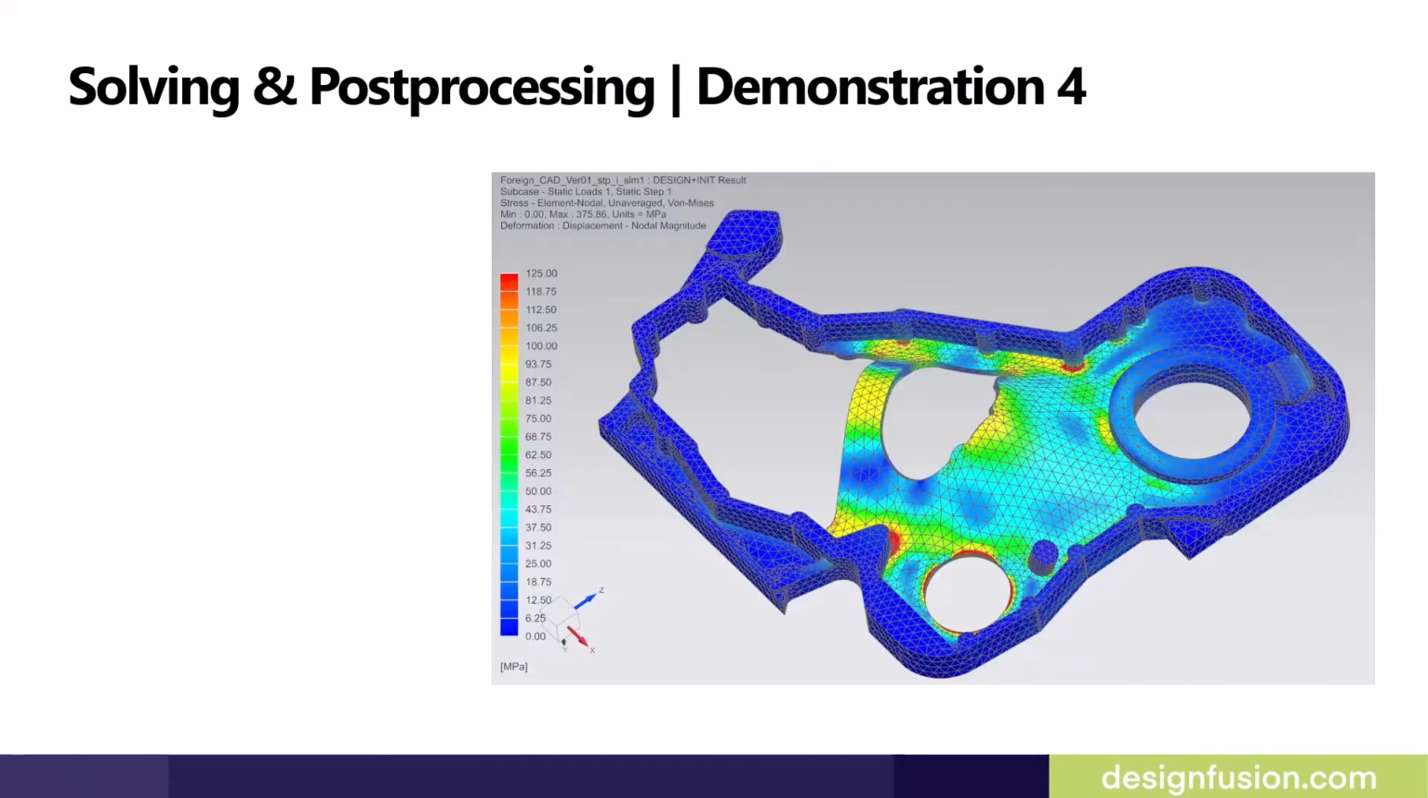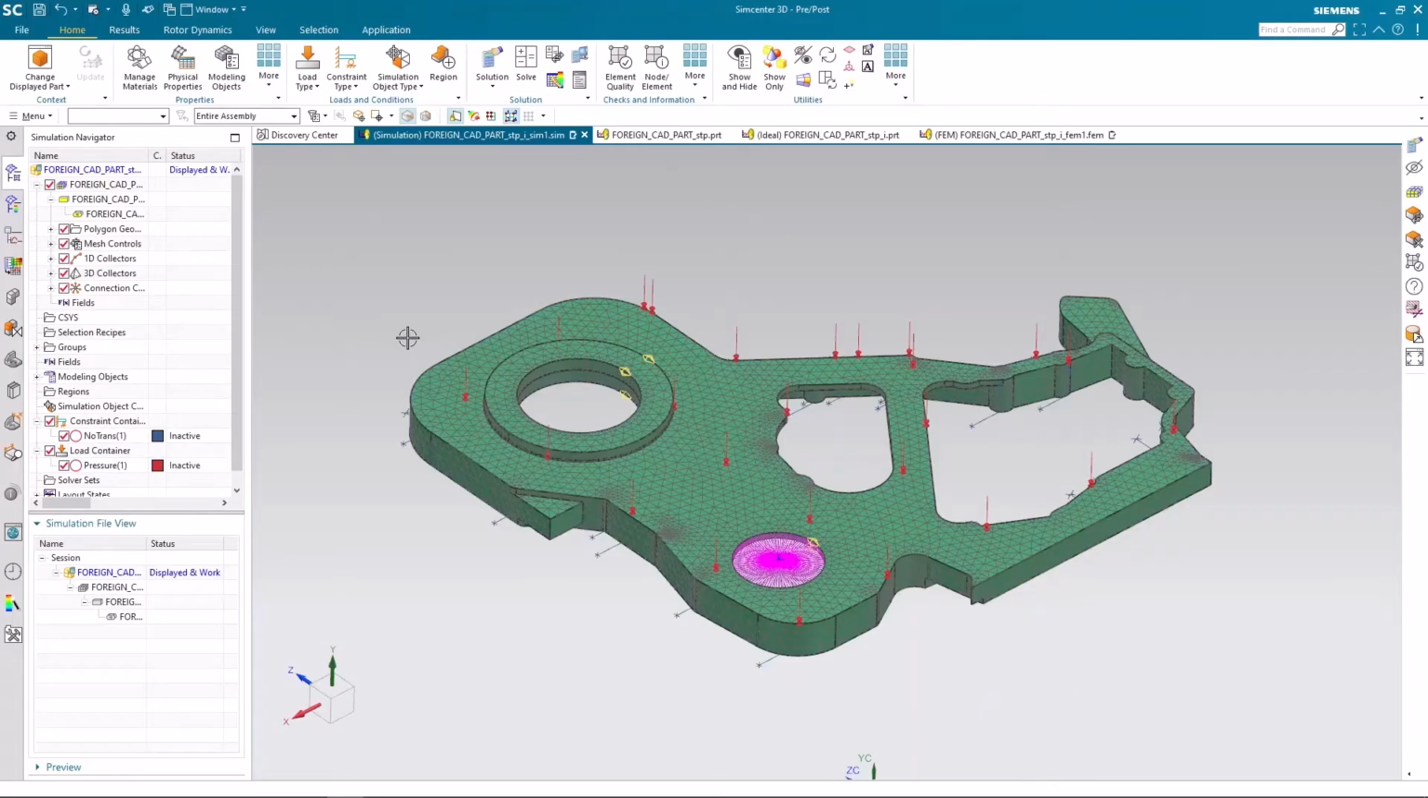So in demonstration 4 we will set up our solution, and after solving, using a post-processing tool we will interpret our FEA result and check the performance of our product, and how it is going to behave. Let's start demonstration 4.